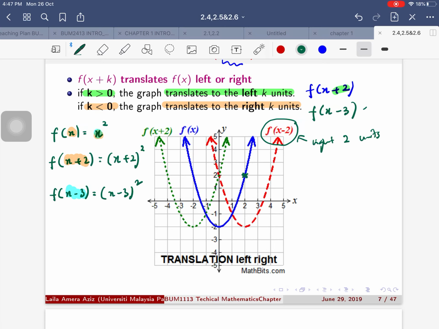So that is why, for example, the blue one starts here. When you translate it 2 units to the right, it becomes that point. And for this one, it translated 2 units to the left. If I take this point right here, the blue is the original one. When I move it 2 units to the left, it's going to end up here. So that is what happened when you have x plus or minus. Remember, if it's a plus, you go left k units. If it's minus, you go right k units.